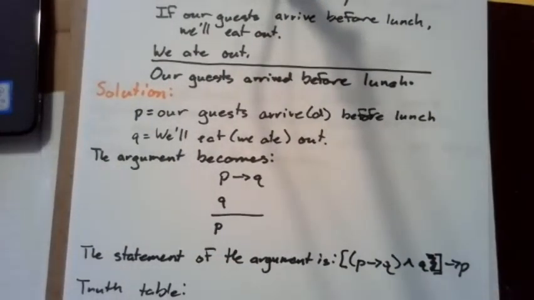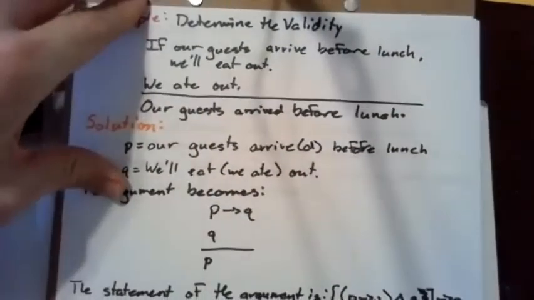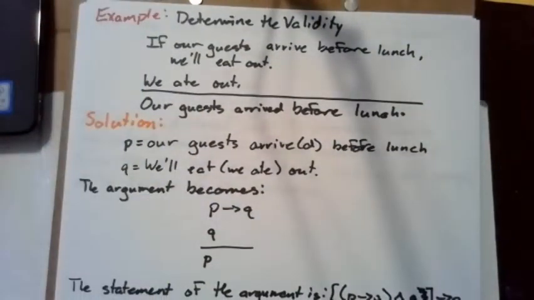The way we can think about this is, if our guests arrive before lunch, we'll eat out. We ate out, therefore our guests arrived before lunch. But this doesn't specify when we ate out. It doesn't say that we had lunch out. It also doesn't say that the only case in which we eat out was if the guests arrived before lunch. P implies Q. It's not the other way around, not in this kind of argument.